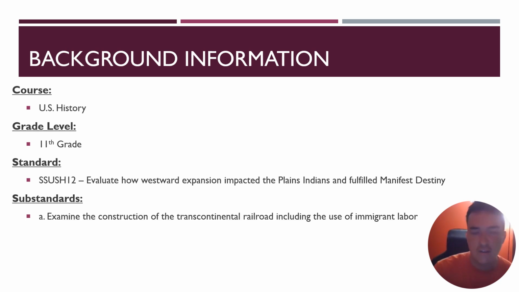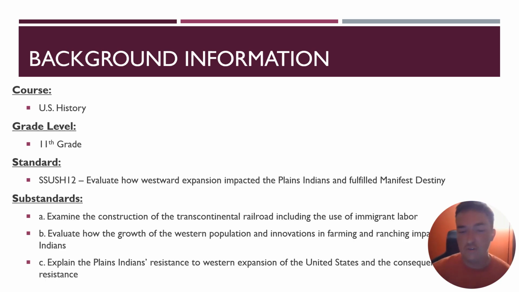The substandards that go with this for the research paper, I chose all three just because the three broad ones that go with this are still important in the context of this particular topic. So substandard A, examine the construction of the Transcontinental Railroad, including the use of immigrant labor. B, evaluate how the growth of Western population and innovations in farming and ranching impacted the Plains Indians. And then C, Plains Indians' resistance to Western expansion and the consequences of that resistance.